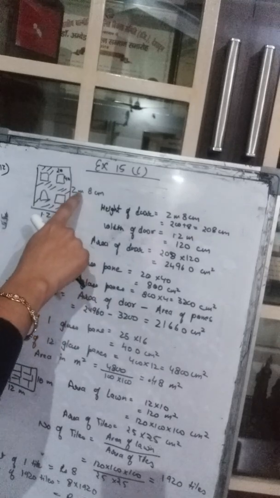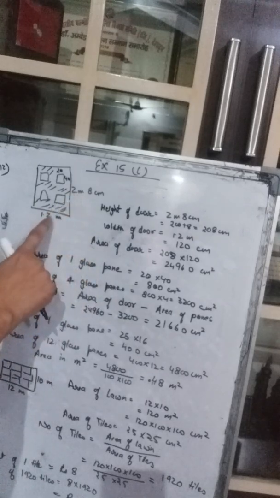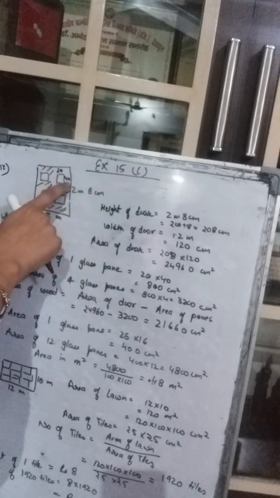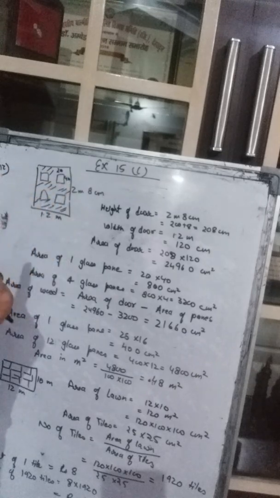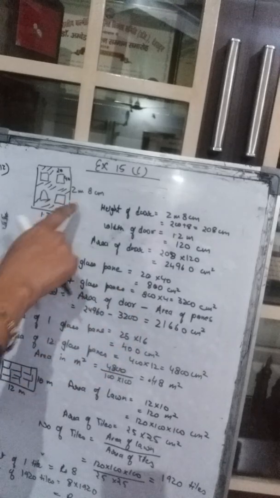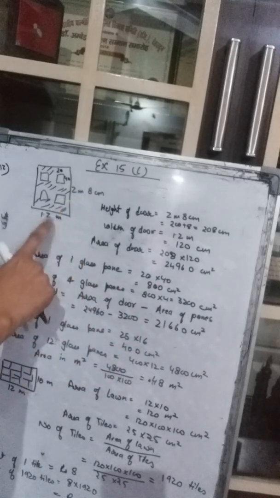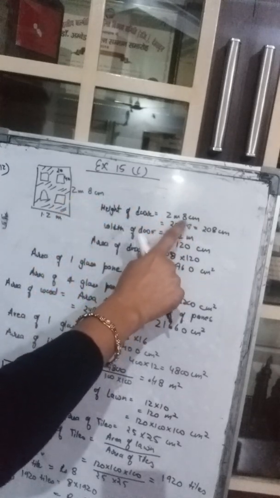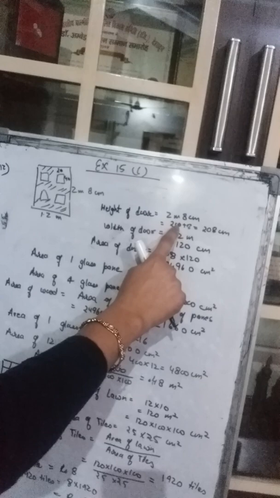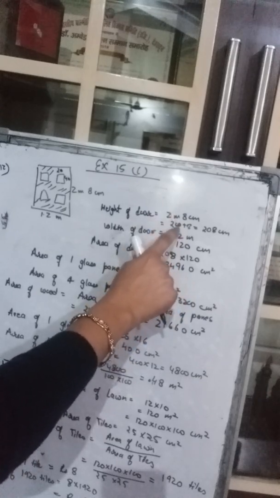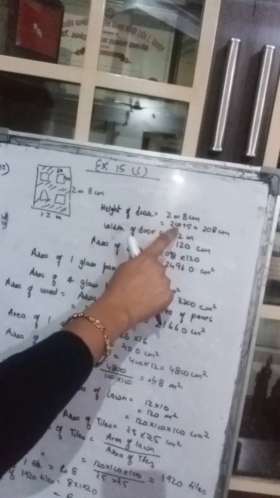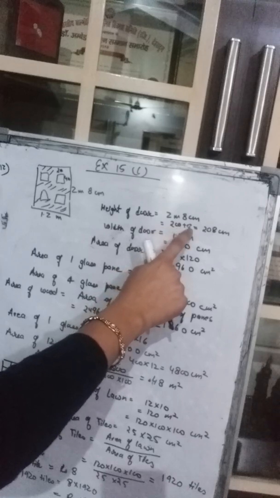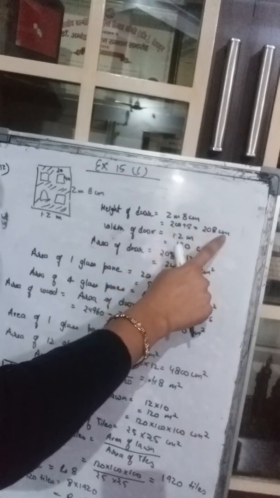Now girls, you know that this is in meter, this is also in meter, but this glass pane is in centimeter. So we have to have the same unit. When we do subtraction, they both have to be in the same unit. So let's convert this all into centimeter. That will be much easier. So height of the door is 2 meter 8 centimeter. That is equal to, now we'll convert it into centimeter. 1 meter is equal to 100 centimeter. 2 meter will be equal to 200. 200 plus 8, that gives you 208 centimeter.